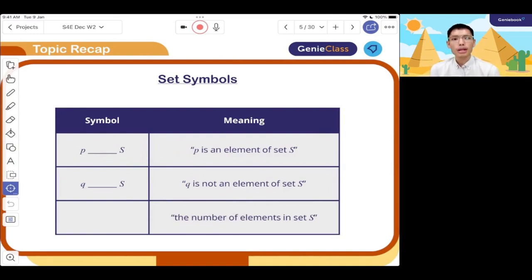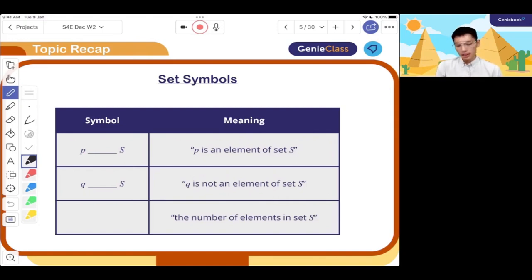Some set symbols that we refer to. When we say P is an element of set S, there's a special letter that we need to refer to, which is this E with a curly sign. We write it in this manner, E with a curly sign like this. But if it's not an element, for example in the second one, Q is not an element of S, what we do is write the E and do a backslash in this manner, exactly how my finger does, backslash down.